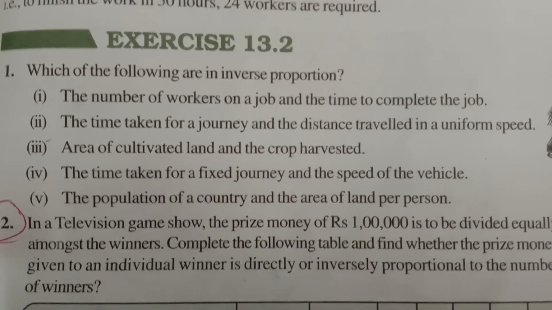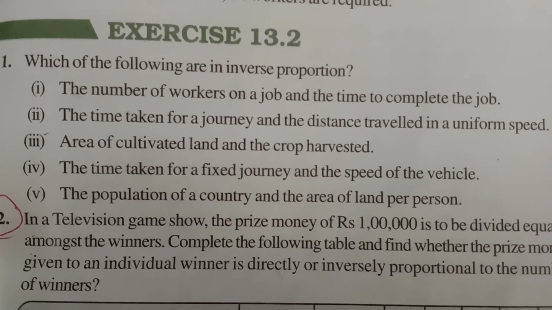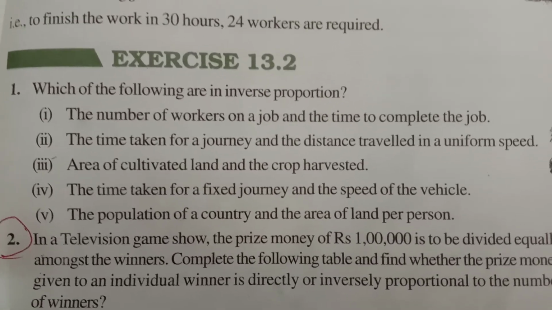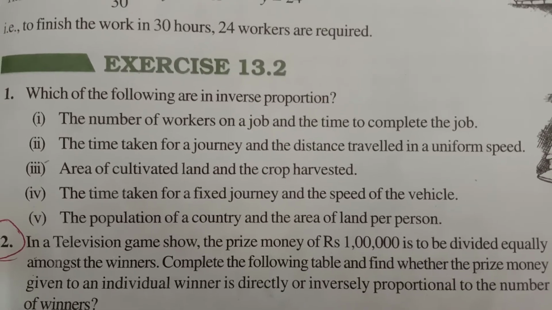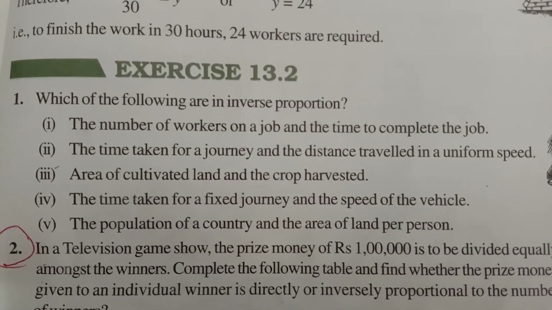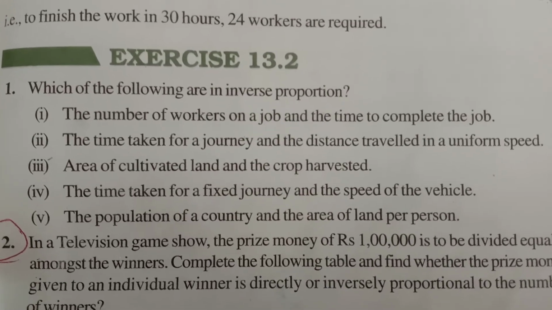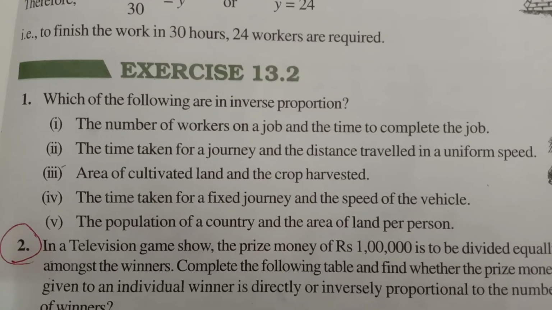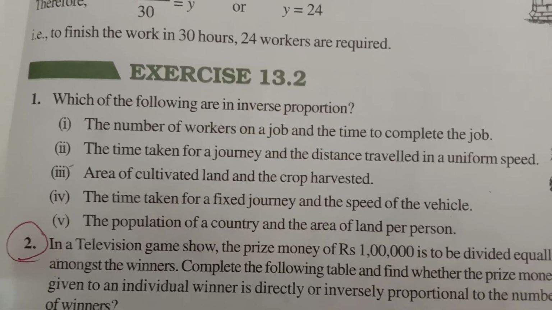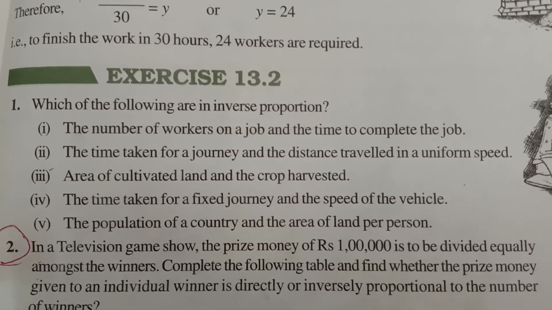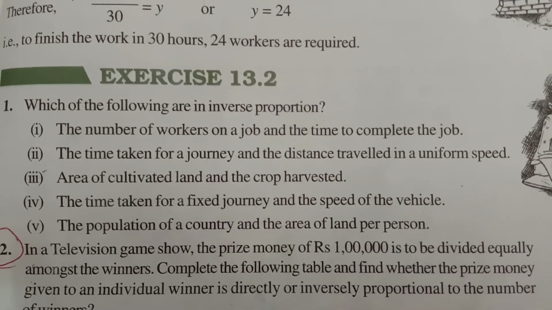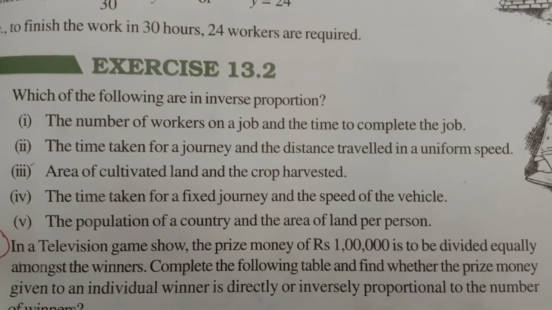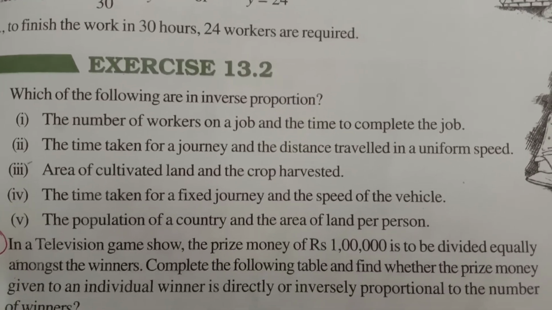Now, the population of a country and the area of land per person. So the population of a country increases, but the land per person decreases because the country land will be fixed. The country land is fixed. Here the population is increasing, but the land is fixed, means each person will get less. Hence, it is in inverse proportion. Population increases means each person will get less land. Therefore, it is in inverse proportion.